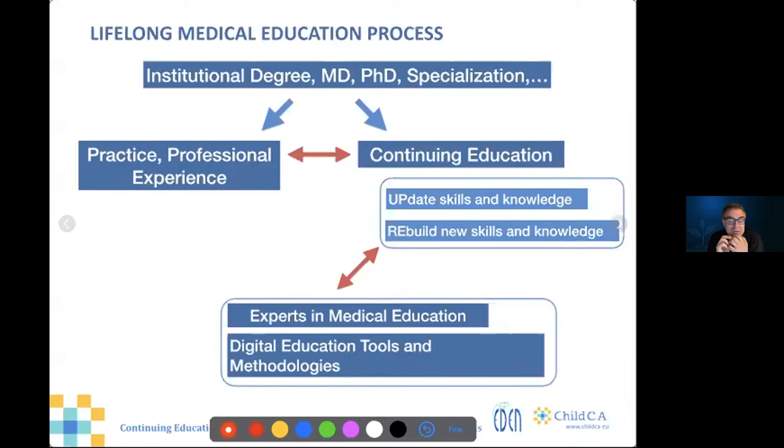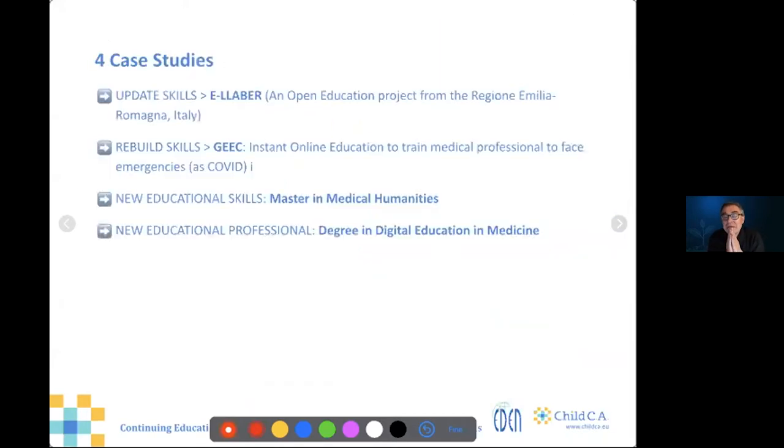But a process of updating and continuing education cannot be impromptu. It must be guided by an expert instructional designer with specific skills for training in the medical field, and at present, and even more so in the future, with solid skills in digital education, its methods, and its tools. These will be the topics discussed in the webinar on July 22nd.